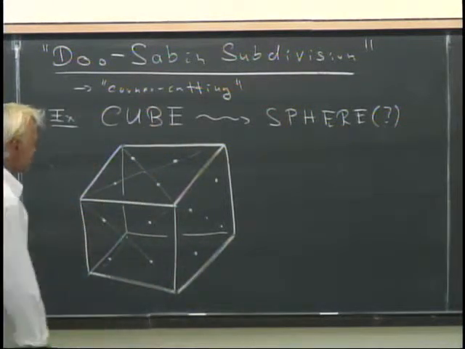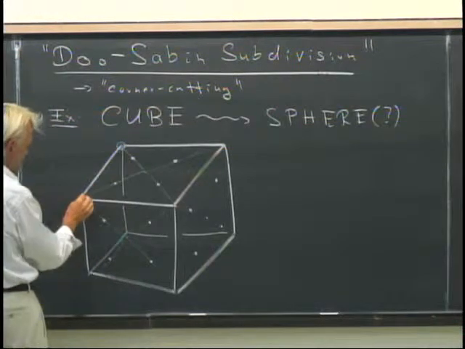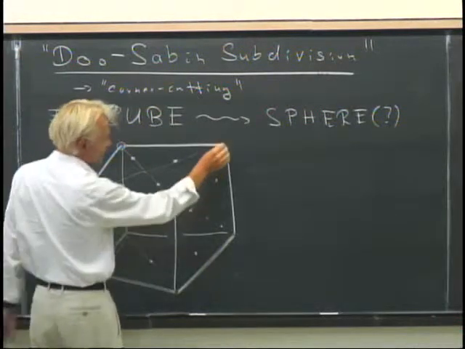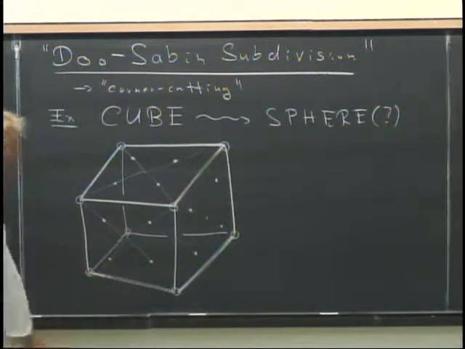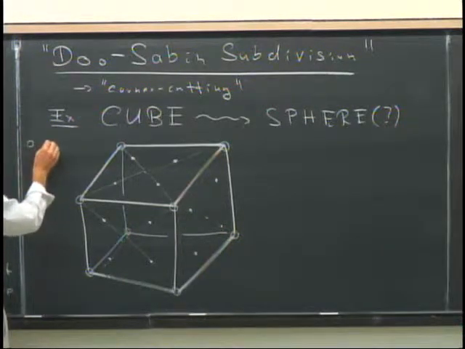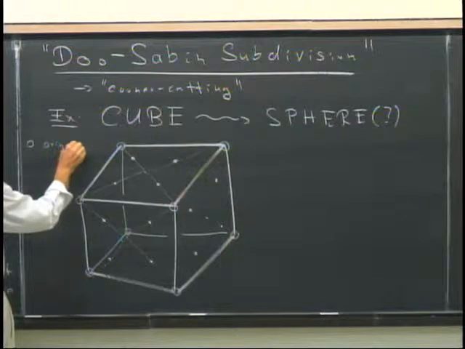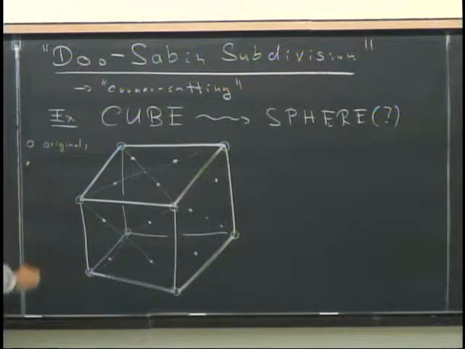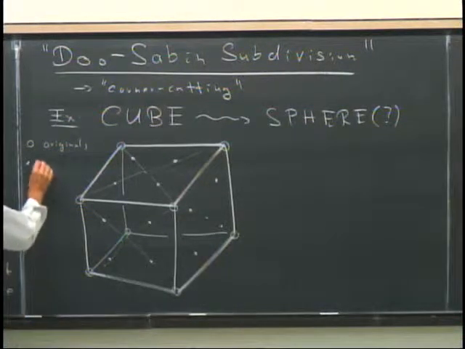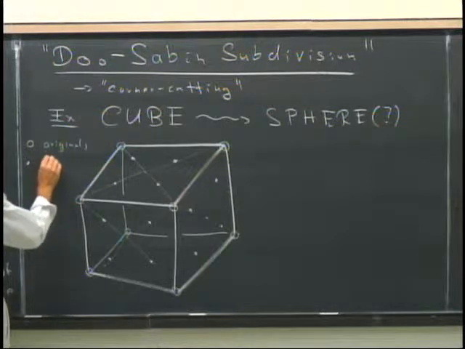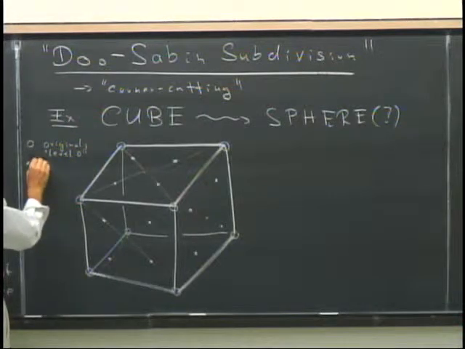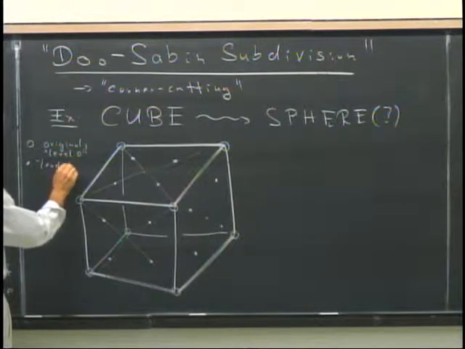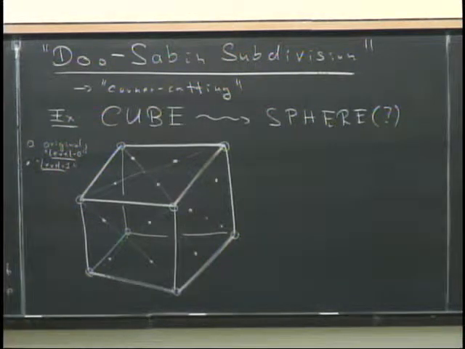This set of vertices, the bullets, is the next generation of vertices generated from the parent set, namely the circles. Okay, so these were the originals, and then these guys are the results of performing the first step of the Doo-Sabin subdivision scheme. So I call the originals level 0, and then this is level 1.